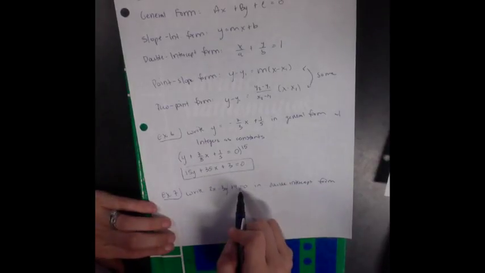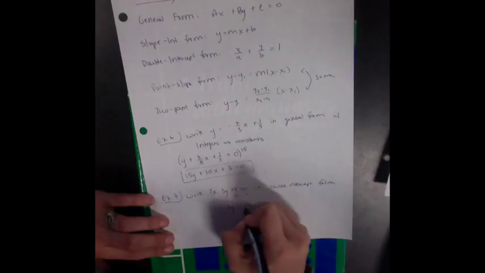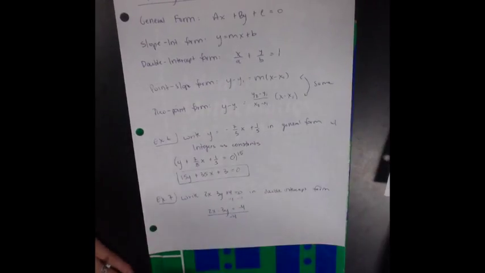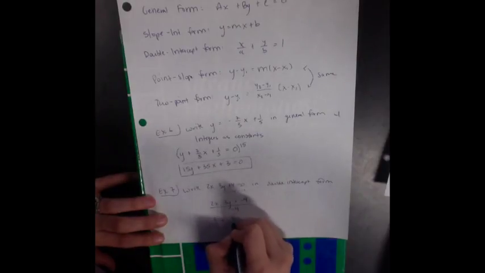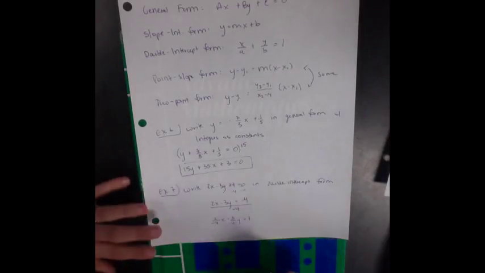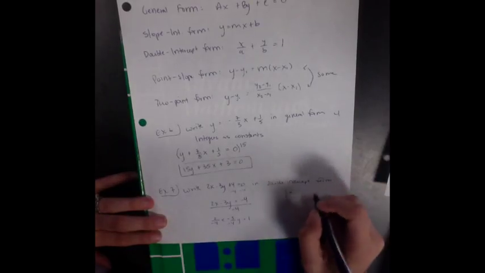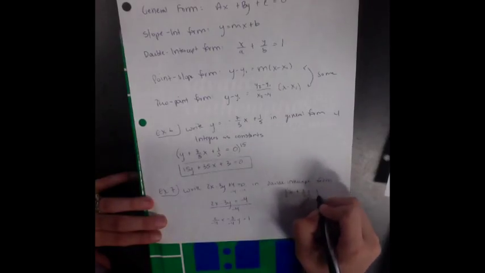Okay, one more example. Write 2x minus 3y plus 4 equals 0 in double intercept form. For double intercept, I first need to bring my 4 over, so I have 2x minus 3y is negative 4. Now, for double intercept, I need 1 over here, so that means I divide everything by negative 4. So I will have 2 over negative 4 x, and then minus 3 over negative 4 y equals 1. I'm going to simplify these fractions. This gives me negative 1/2 x plus 3 over 4 y equals 1.